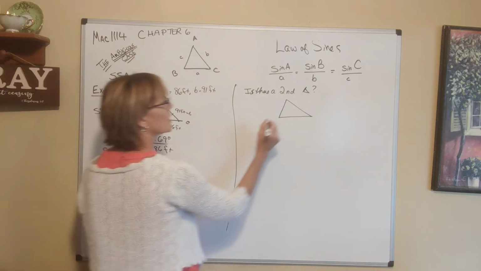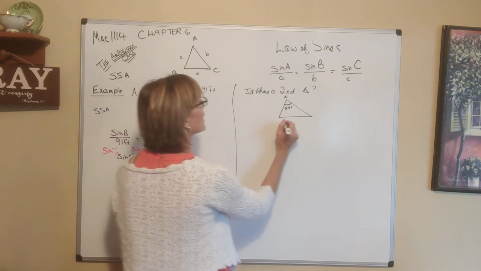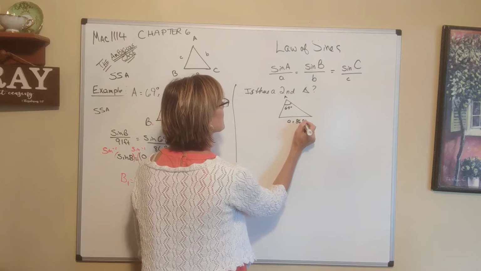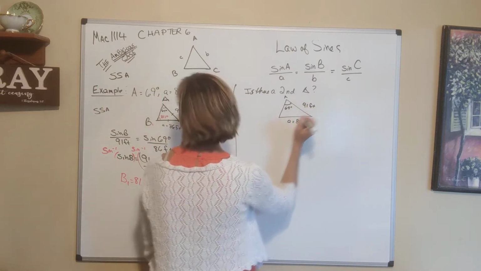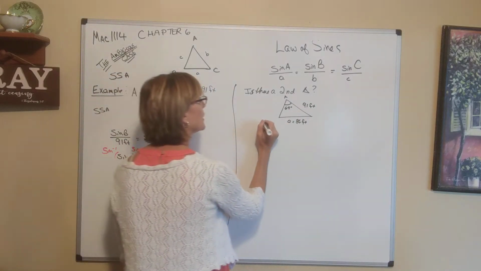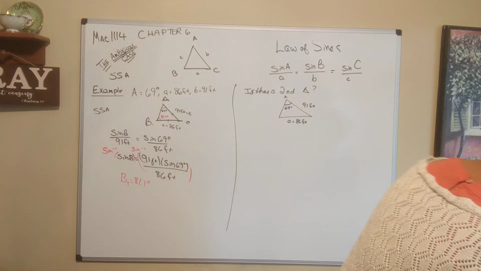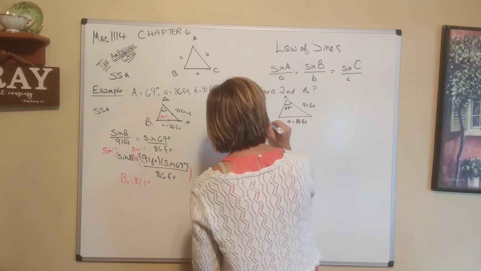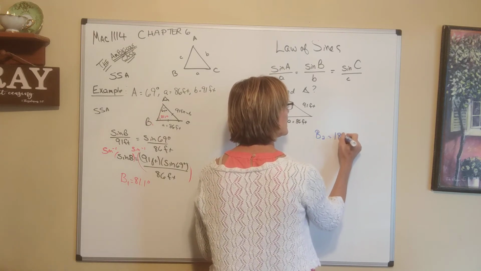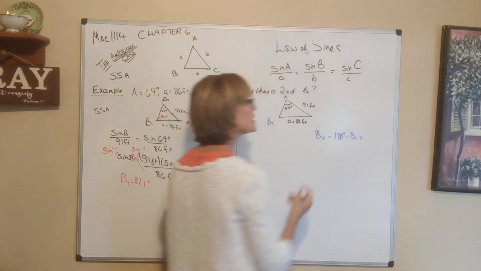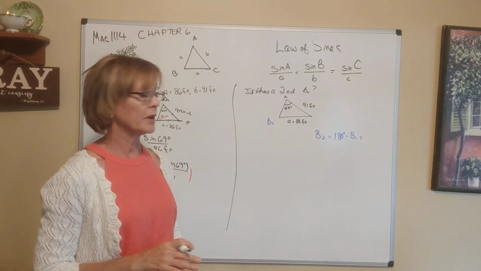That does not change. A was 69 degrees. Little a was 86 feet. Little b is 91 feet. And then this would be B2, right? B2 is what we're looking for here. So how do we find B2? Well, B2 is equal to 180 degrees minus B1. If it's going to exist, the second triangle would be formed possibly by the supplement of angle B.